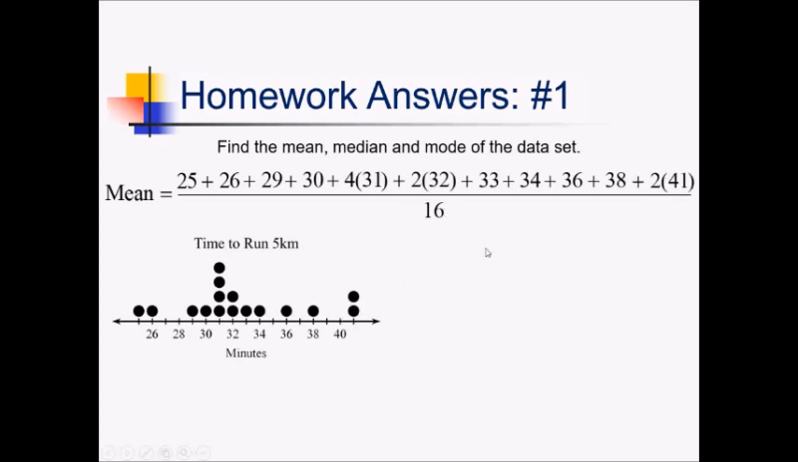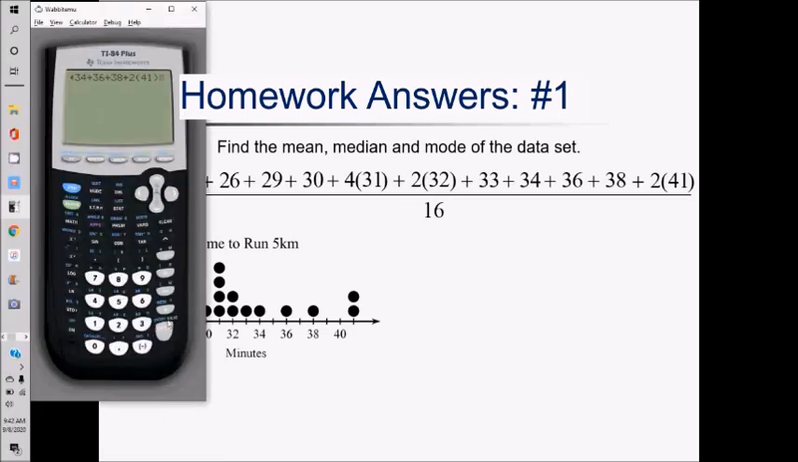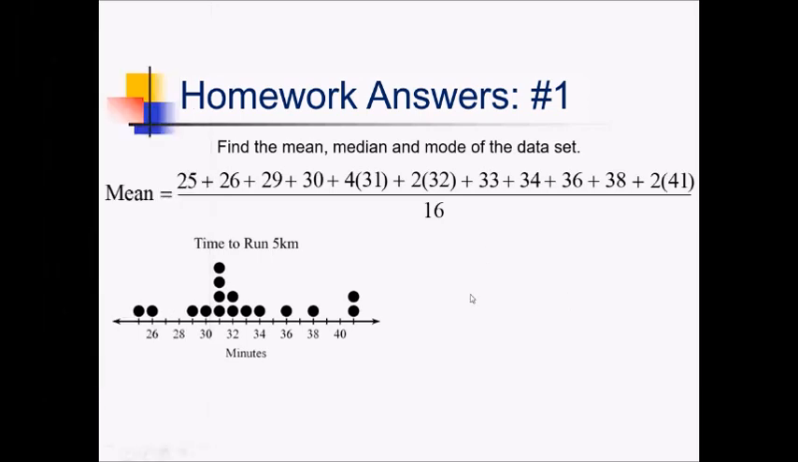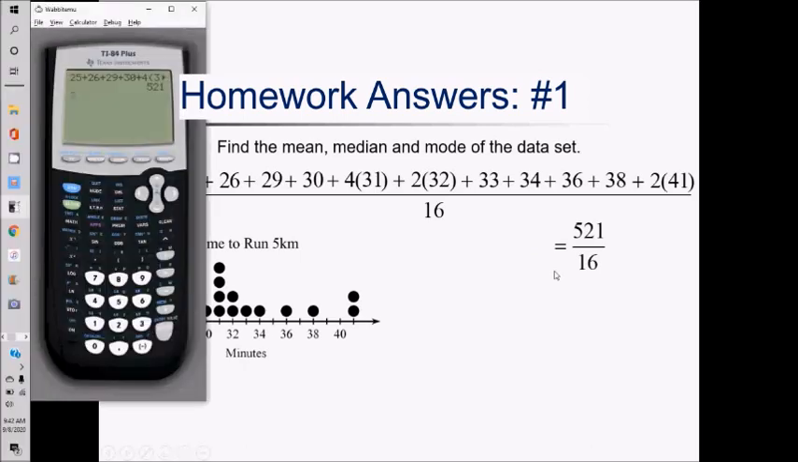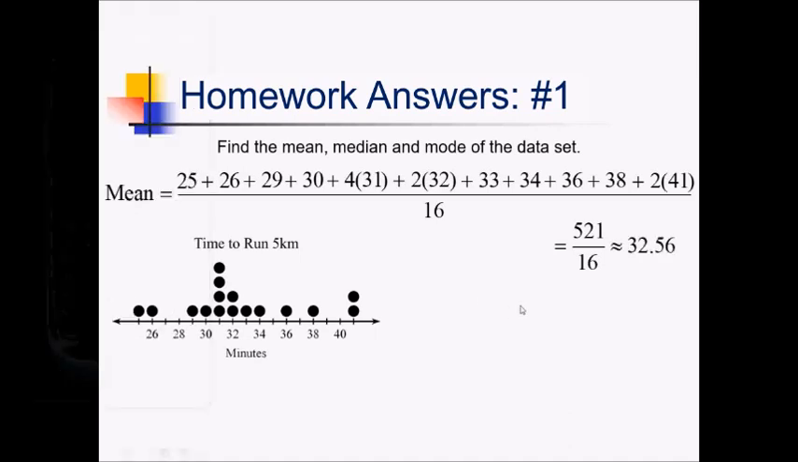And we're going to do all of that on the calculator now. Let me just add up the numerator first, though. So adding up all that stuff in the numerator, that is 521. So our mean is then going to be 521 divided by 16, which, going back to the calculator and actually dividing that by 16, gives me, we'll say 32.56 if I round that off.